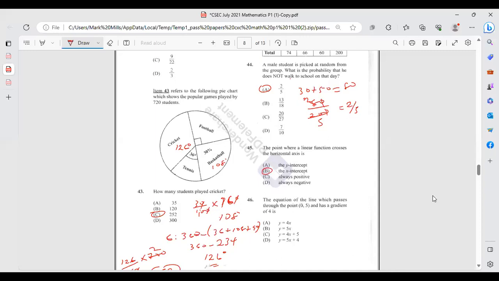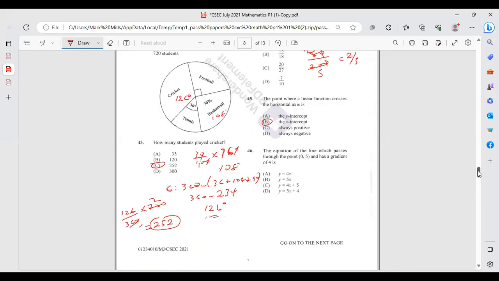Thank you. 46. The equation of the line which passes through the point (0, 5) and has the gradient 4. So remember that y is equal to mx plus c. And the gradient is 4, so y is equal to 4x plus 5, not minus. That's 5. All right. So that's C.